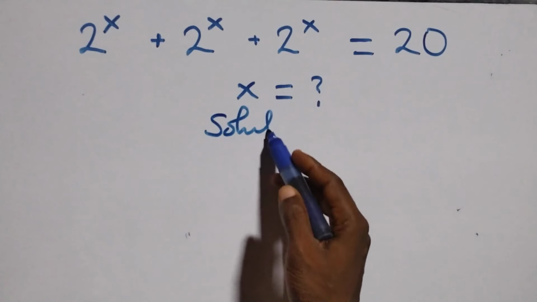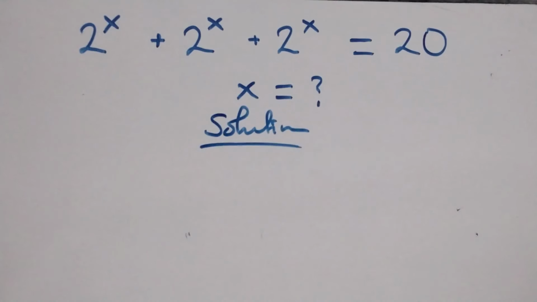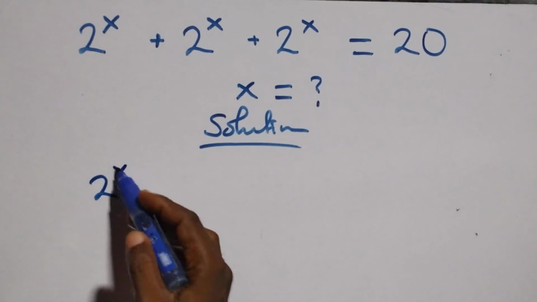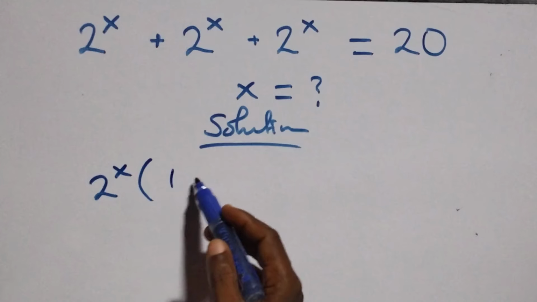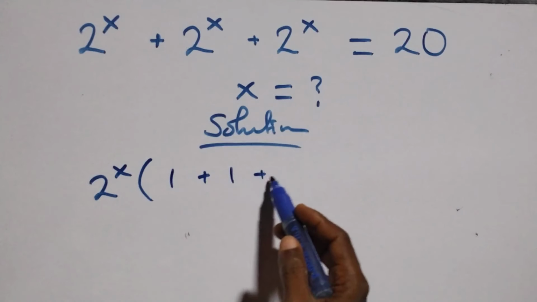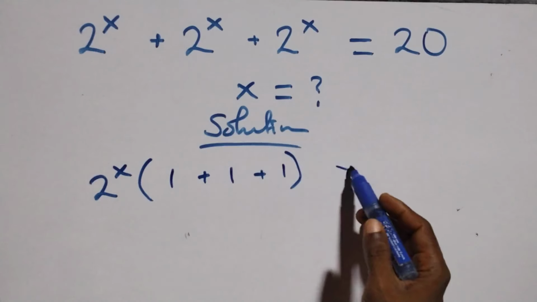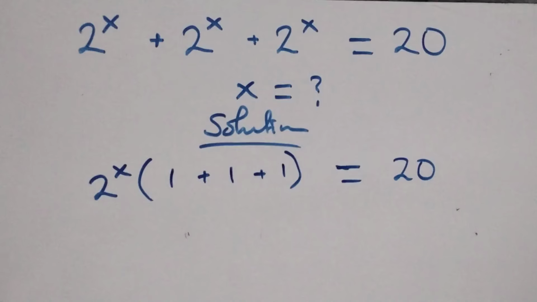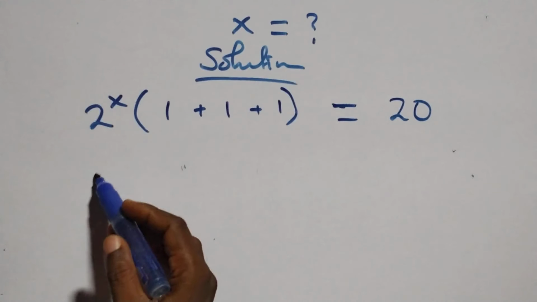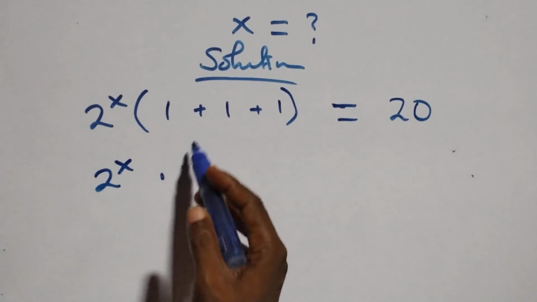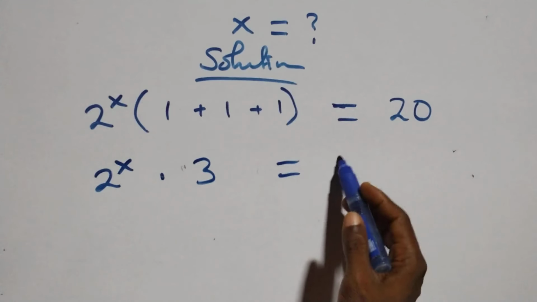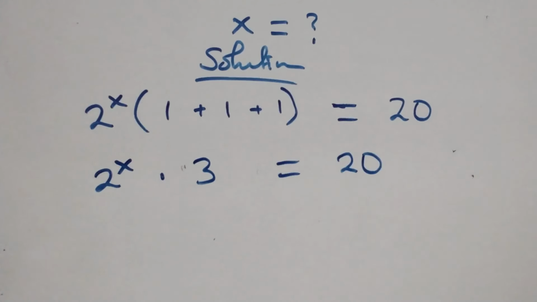Solution from here. From what we have here, we factor 2 raised to power x. We have 2 raised to power x into brackets 1 plus 1 plus 1, then equals 20 on this side. Then this becomes 2 raised to power x times 1 plus 1 plus 1, that's 3, equals to 20 on this side.